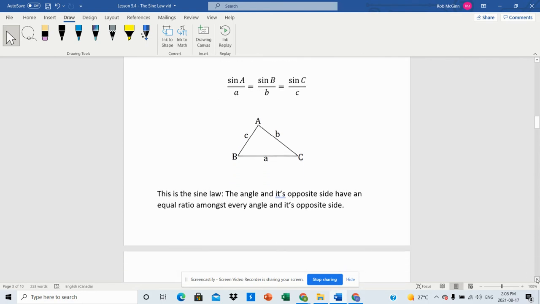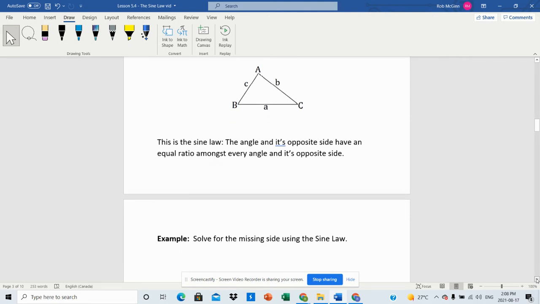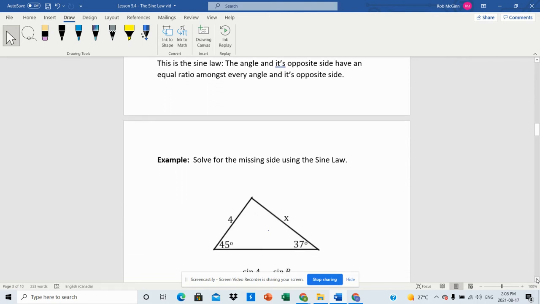So we're going to apply this to this example here. Solve for the missing side using the sine law. So here we've got a triangle, and we can see it definitely does not have a 90-degree angle. But that's okay because we know that the sine law works for triangles that don't have 90-degree angles.